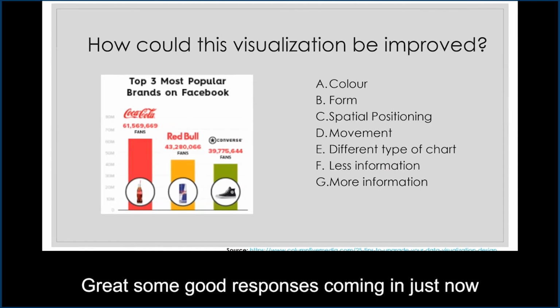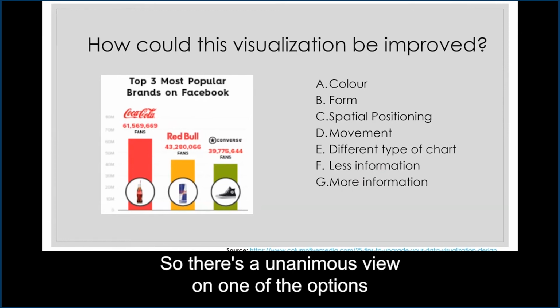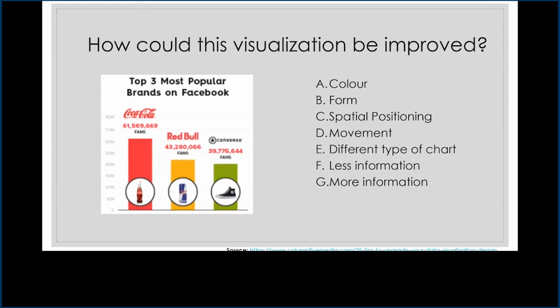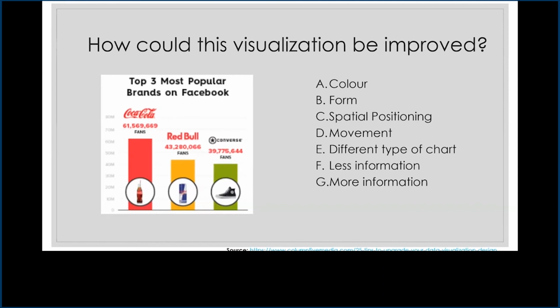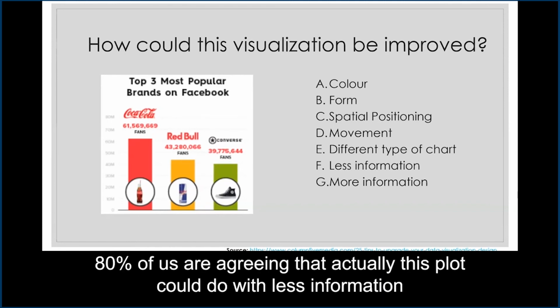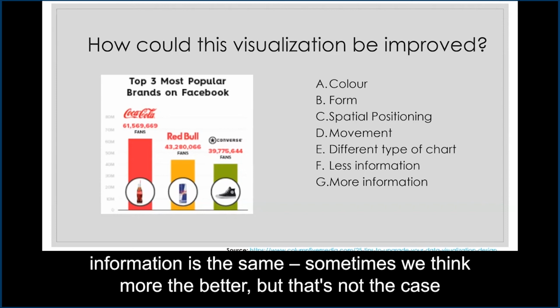Great, some good responses coming in just now. So there's a unanimous view on one of the options. No one's actually chosen the option that stands out to me just yet. Oh, one person just has. 80% of us are agreeing that actually this plot could do with less information. And again, it's like color. Sometimes we think more the better. Information is the same. Sometimes we think more the better, but that's not the case.